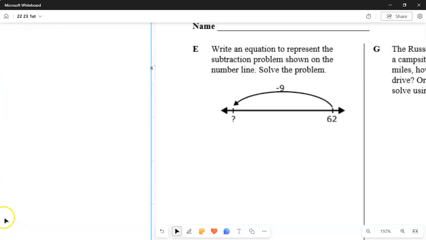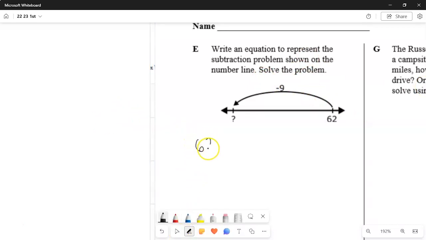Okay, we're going to look at question number E right now. It says, write an equation to represent the subtraction problem shown on the number line. Solve the problem. So the equation that that number line represents is 62, that's 62 and minus 9.